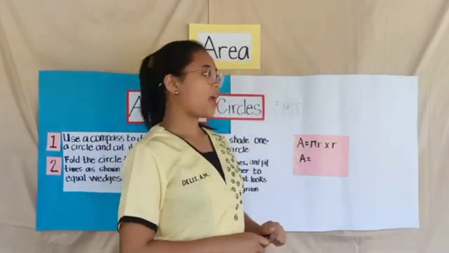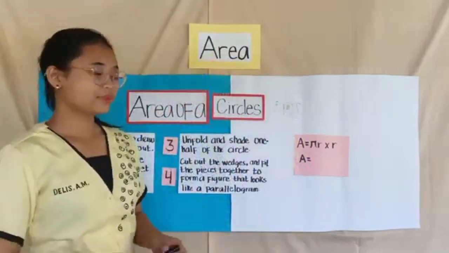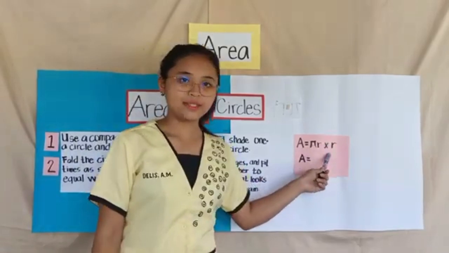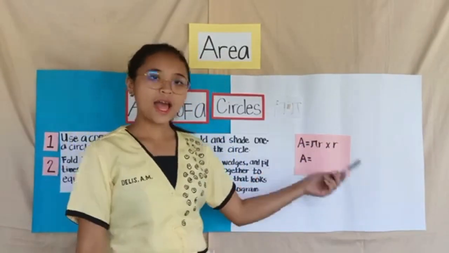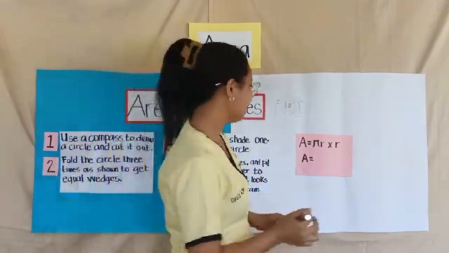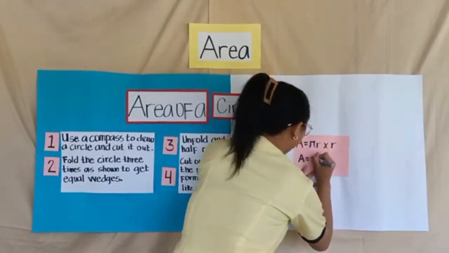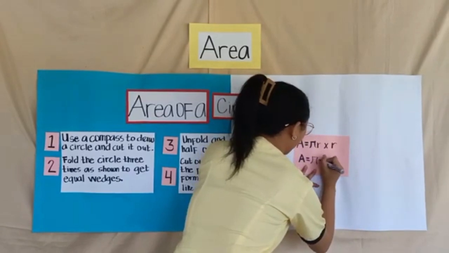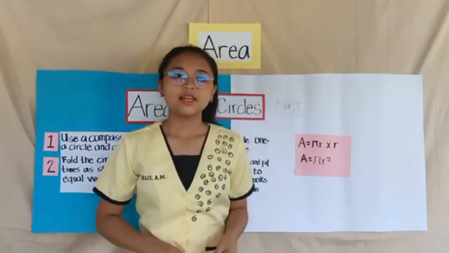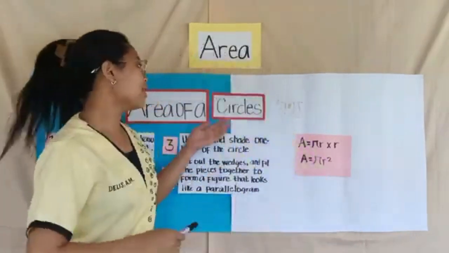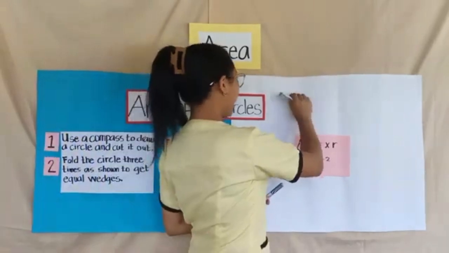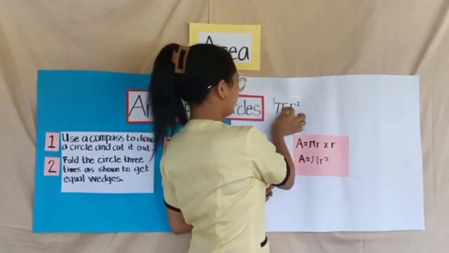Now, to find the area of a circle, substitute pi r for base and r for height. So now, we simply write pi r squared. Hence, the area of a circle is pi r squared.